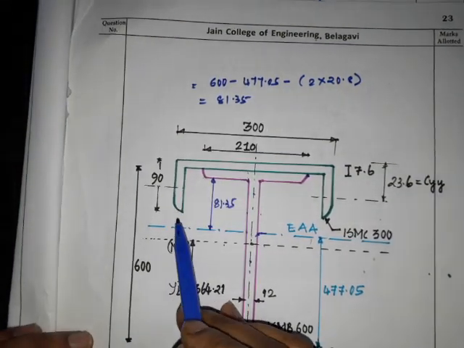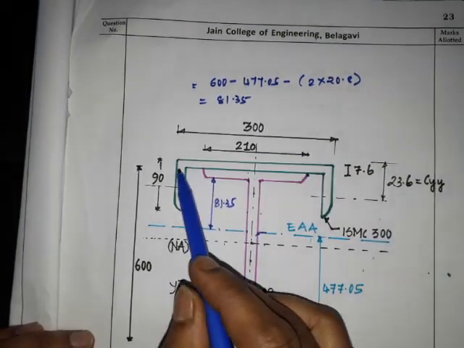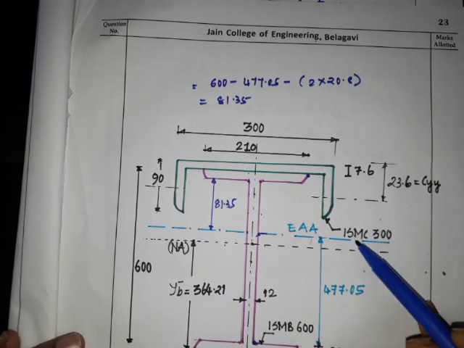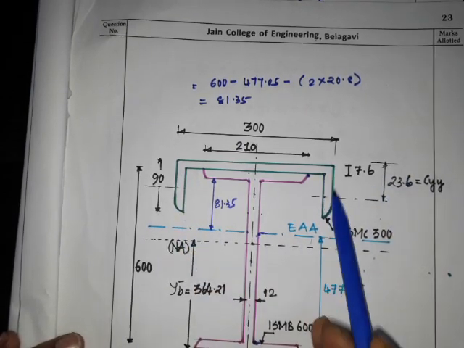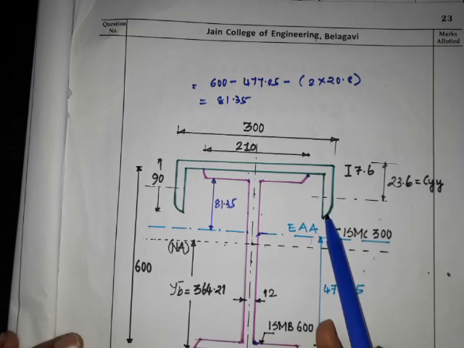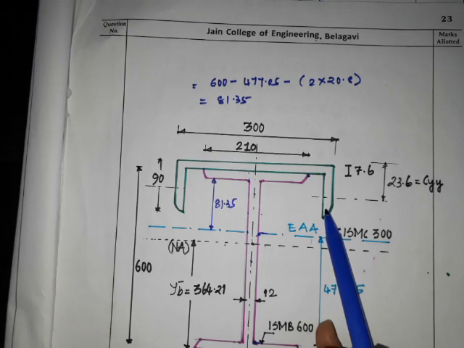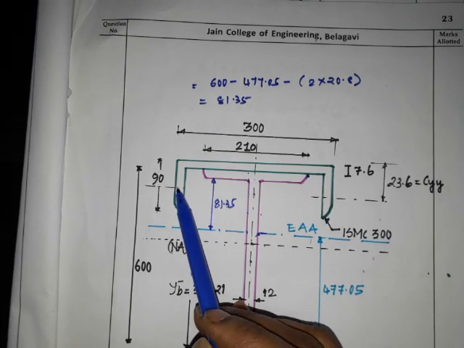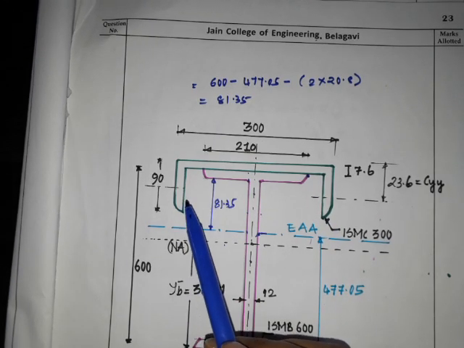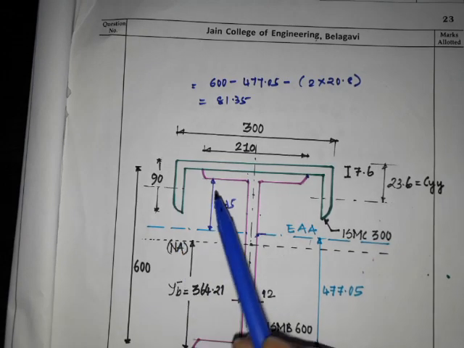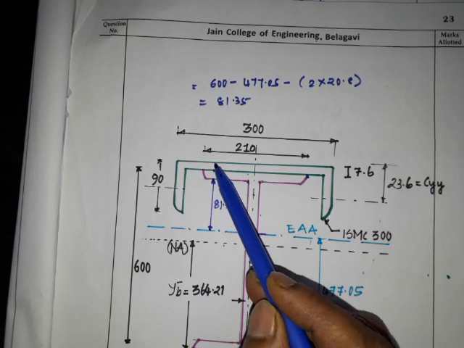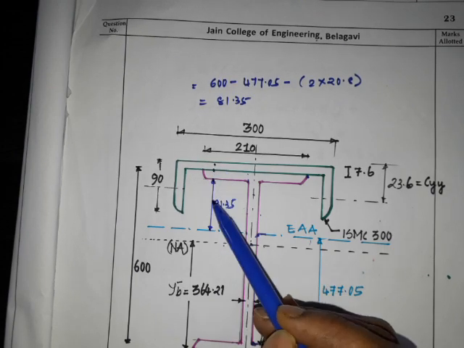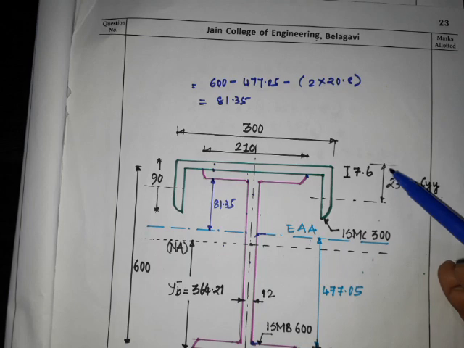Now this part, the green color, is the channel section, again above the equal area axis. The area of the channel section is 4564. That is A into y bar. So y bar is again up to the center of the channel section. So 81.35 plus 20.8 plus 7.6 minus this distance.